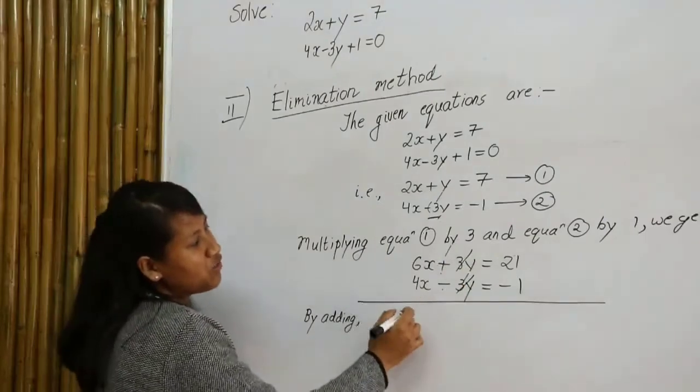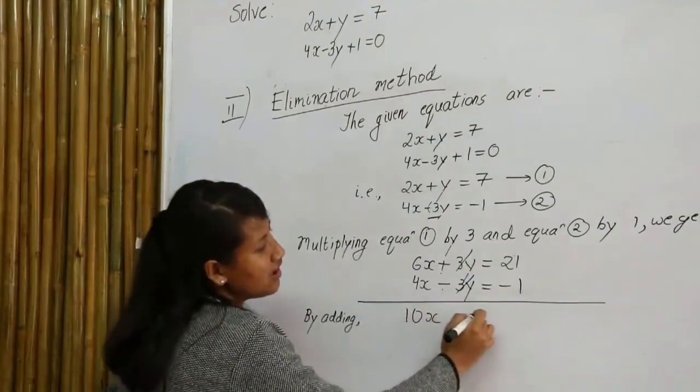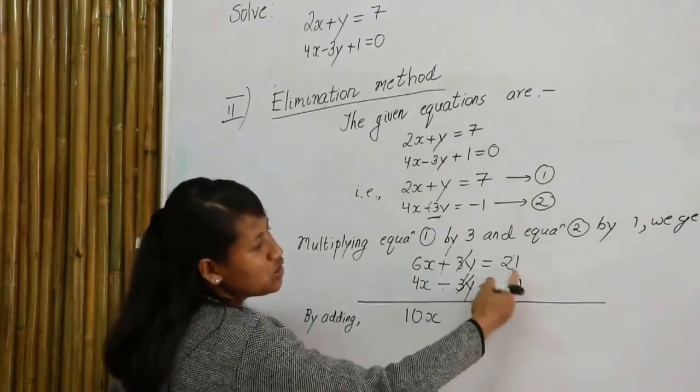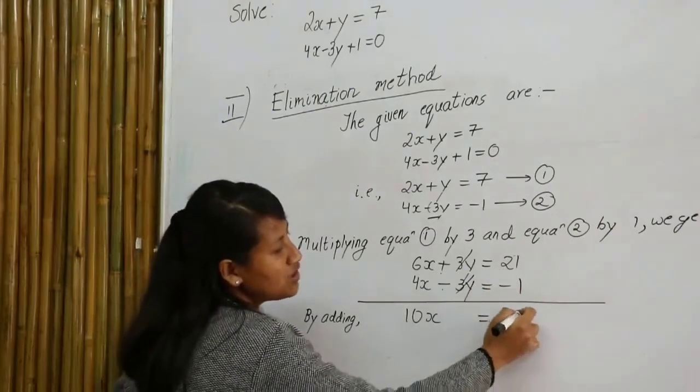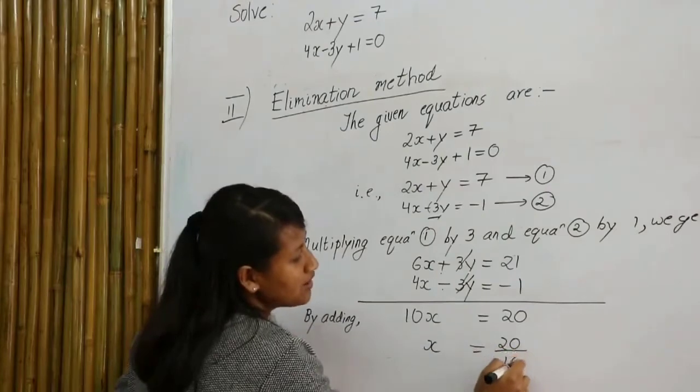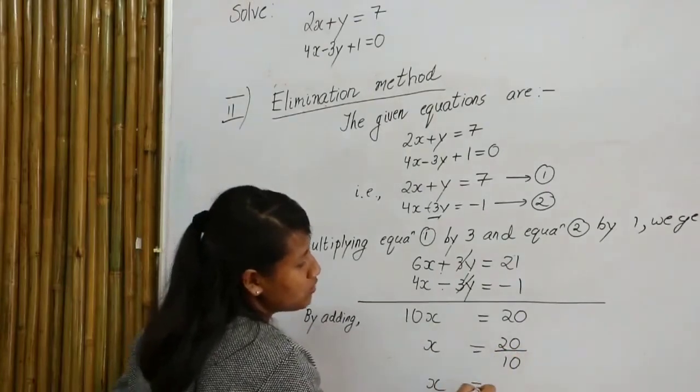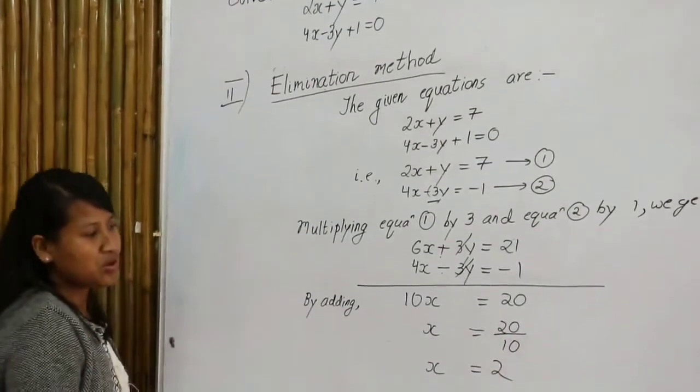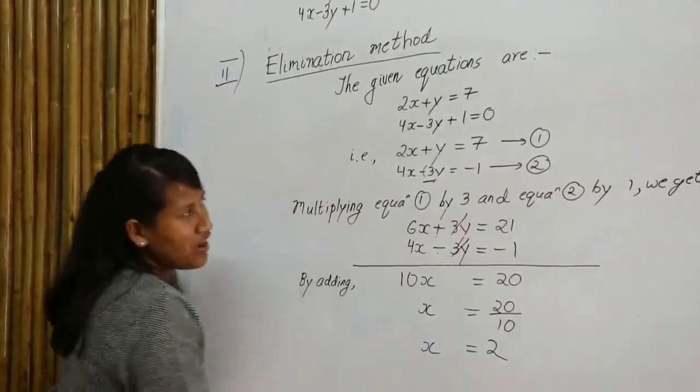So 6 plus 4 is 10x. And then this one is 21 minus 1 is 20. So x will be 20 divided by 10. So x will be equal to 2. Okay, so you have got the value of x.